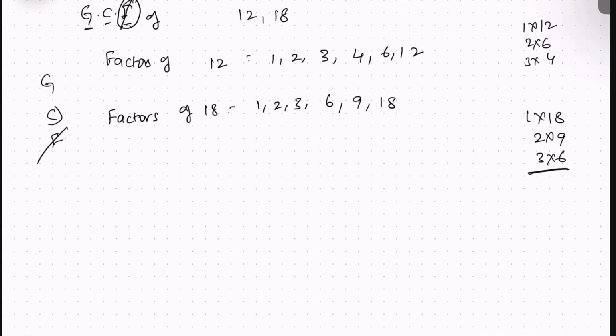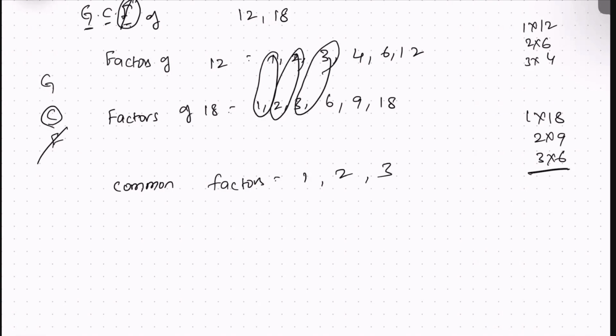The next step is finding the common factors for these two numbers. What are the common factors here? 1 is a common factor, 2 is a common factor, 3 is a common factor, and 4 is not a common factor, and 6 is a common factor. You have 12 here, and you have 9 and 18, so they are not common. So common factors for 12 and 18 are 1, 2, 3, 6. And this is interesting, right? Now you got all the common factors.